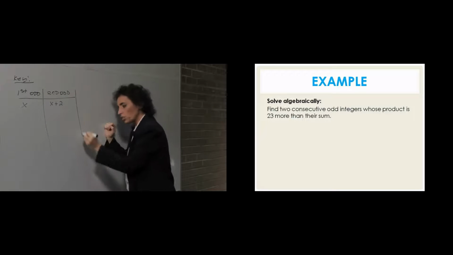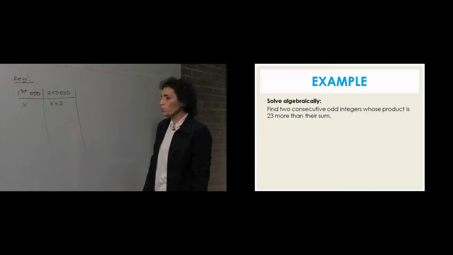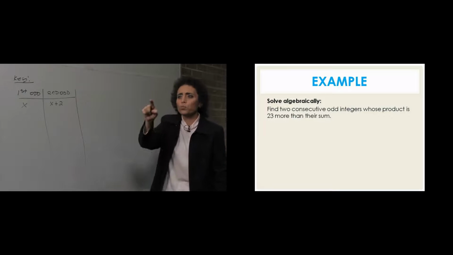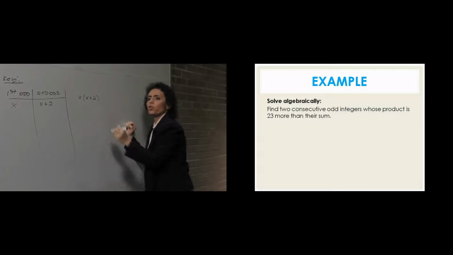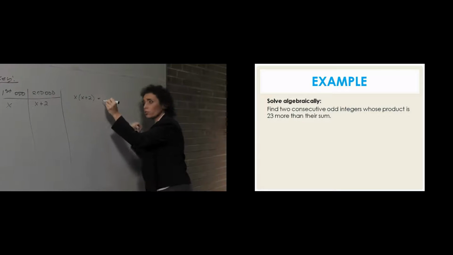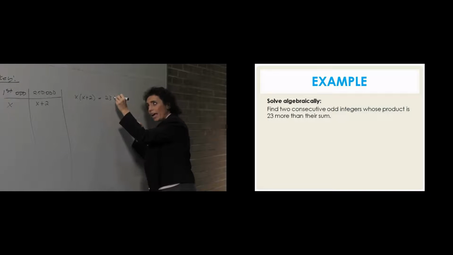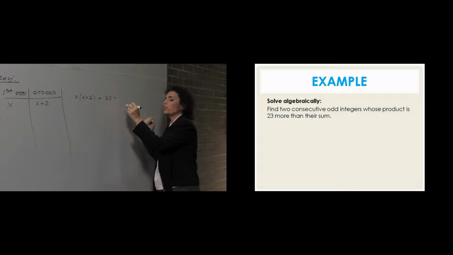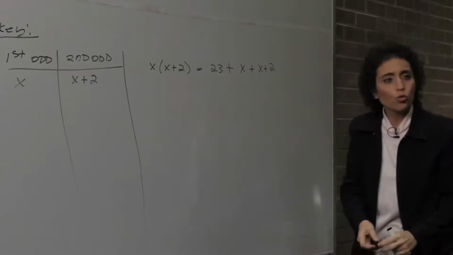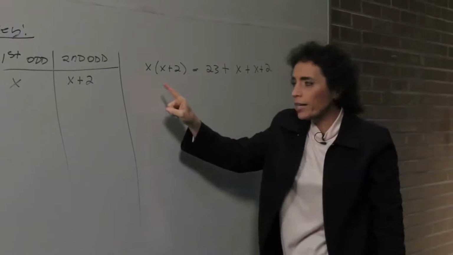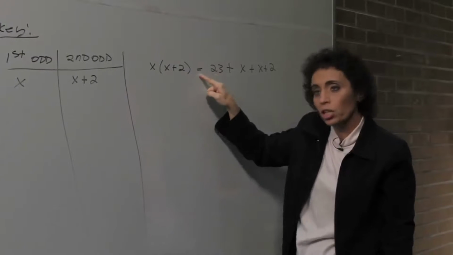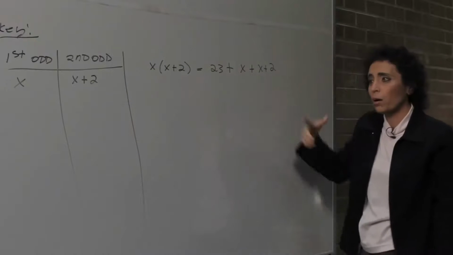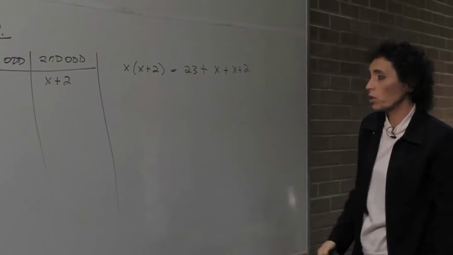Now let's see what it says. It says, find 2 consecutive odd integers whose product, which means to multiply them, is 23 more than their sum. To find their sum, you have to add them. And that's it. Direct translation. 2 consecutive odd integers whose product, x times x plus 2, that's their product, is 23 more than their sum. Pretty easy, right?